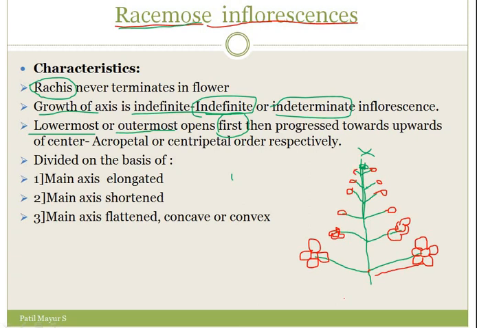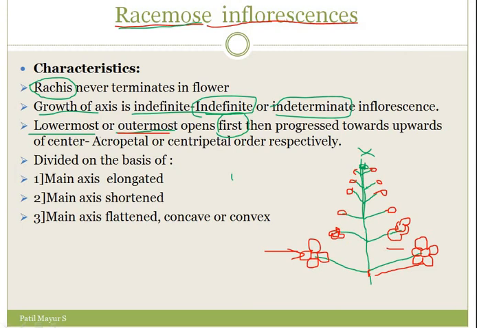If we see the diagram, what it shows is that the outermost flower is the one at the periphery, at a long distance from the center. And lowermost: at the upper side there are only floral buds, but at the lower side there are full bloom, fully open flowers. So the lowermost and outermost open first, and afterward the upward and central ones.